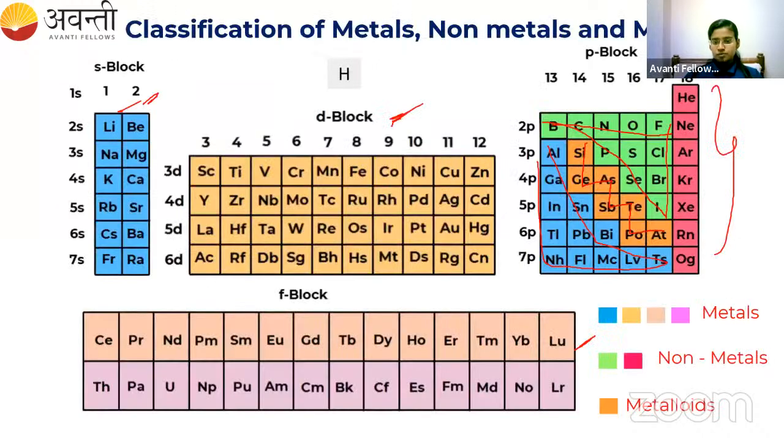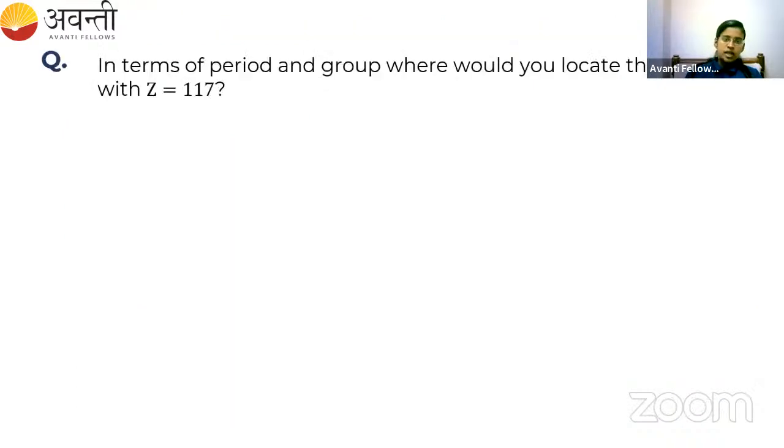In the 17th group, the 117 element will be there. In the 16th group, the 116 element will be there. You don't have to get confused, just look at the number. I'll show you the periodic table once again. You see here, oganesson is here. Before that, we have tennessine. That is the element with atomic number 117. Very easy. So the period number is 7.